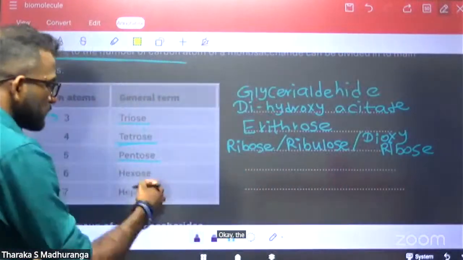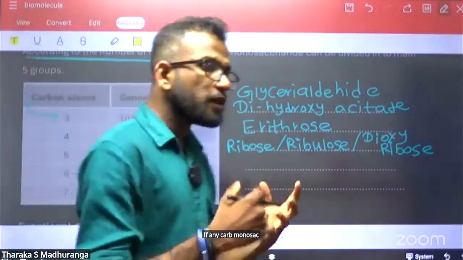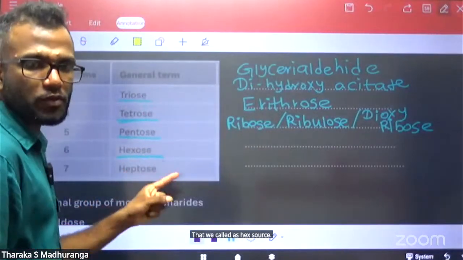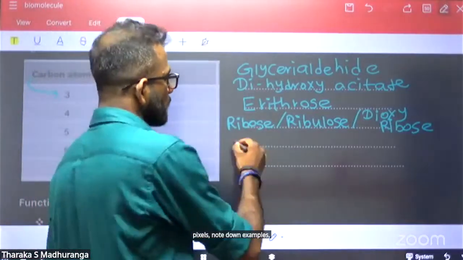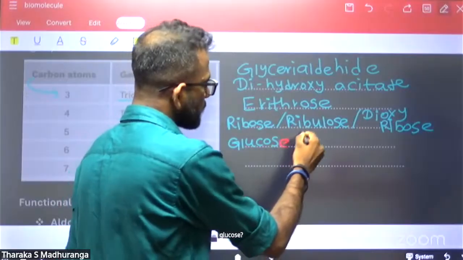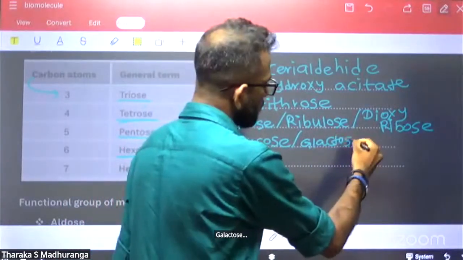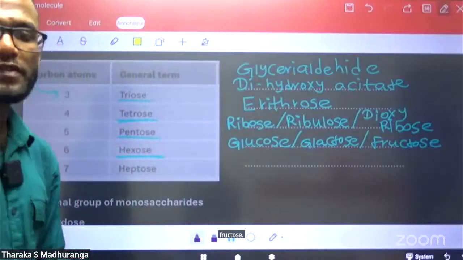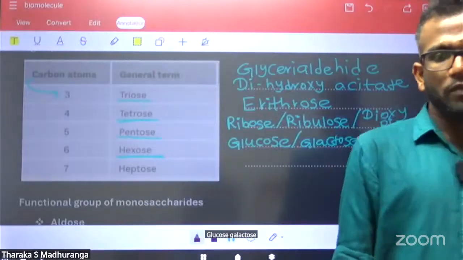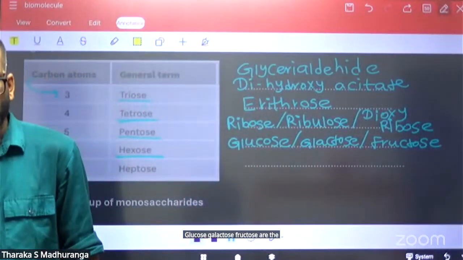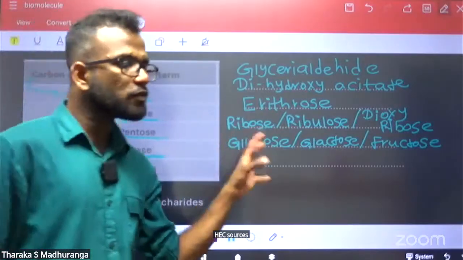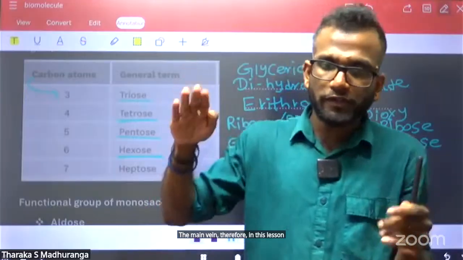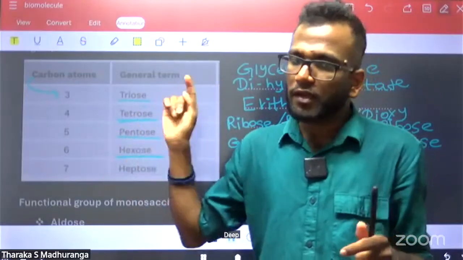Okay, the next one: if any monosaccharide contains 6 carbon atoms, we call it hexose. Note down the examples: glucose, galactose, fructose. Glucose, galactose, fructose are the examples of hexoses. These hexoses are the most available monosaccharide type on earth. Therefore, in this lesson, we're going to discuss hexoses in deeper detail.